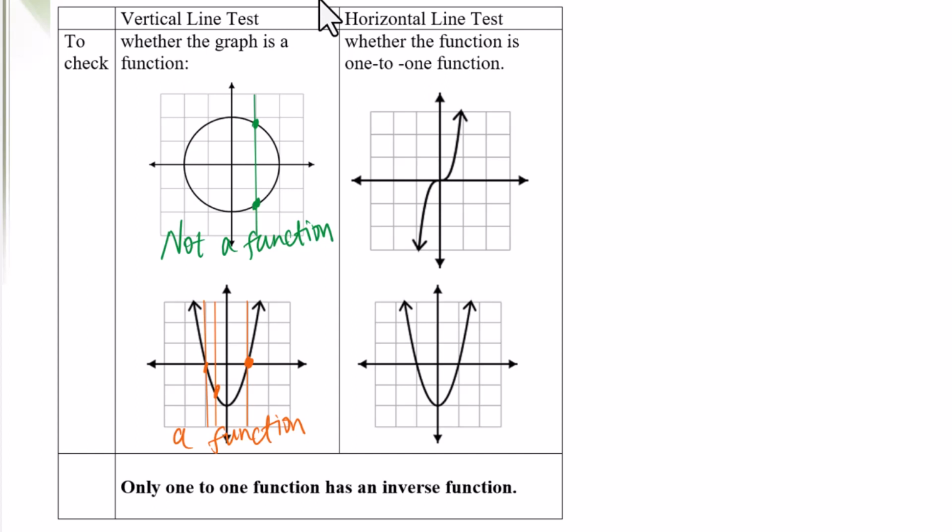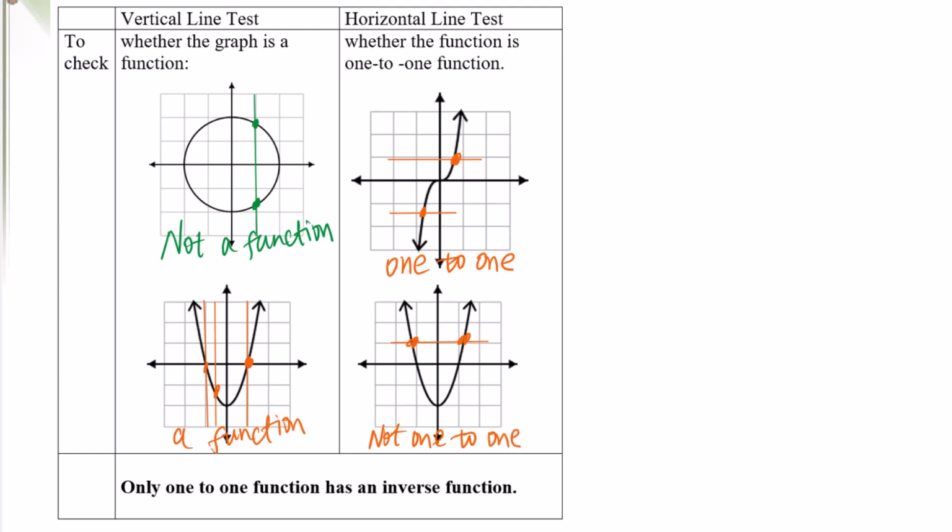We know this is a function. Is it a one-to-one function? Let's draw any horizontal line. For each horizontal line, we only have one intersection. So, this is a one-to-one function. For this graph, let's draw any horizontal line. We got 2 intersections, so this is not a one-to-one function.